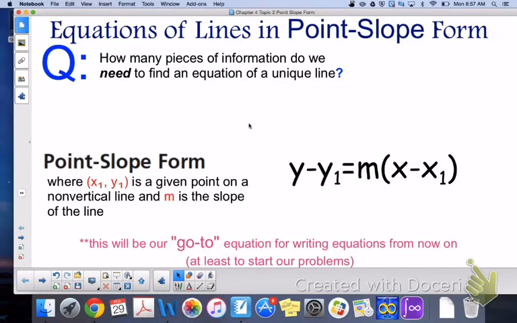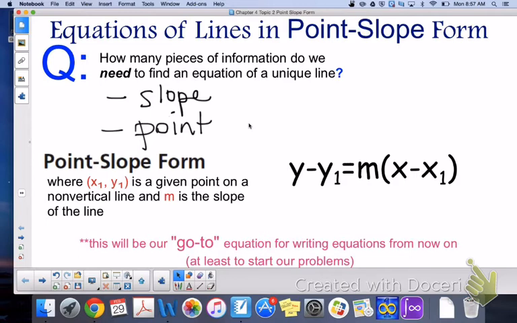Okay, now we are going to talk about point-slope form of a line. All right, starting with this question, how many pieces of information do we need to find an equation of a unique line? We could have lines that all have the same slope but pass through different points. So for a unique line, we need a slope and a point.